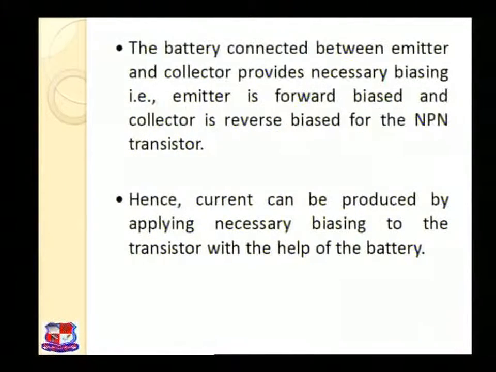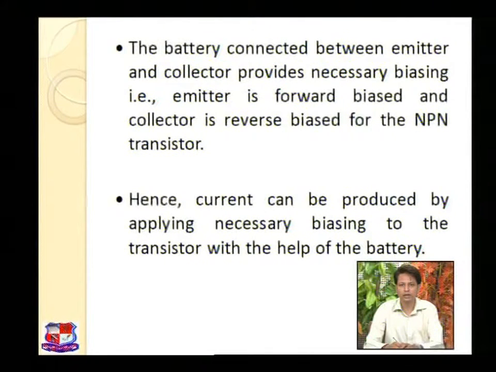Moving to the next slide, the battery connected between emitter and collector provides the necessary biasing, that is, the emitter is forward biased and the collector is reverse biased for the NPN transistor. Hence, current can be produced by applying the necessary biasing to the transistor with the help of the battery.